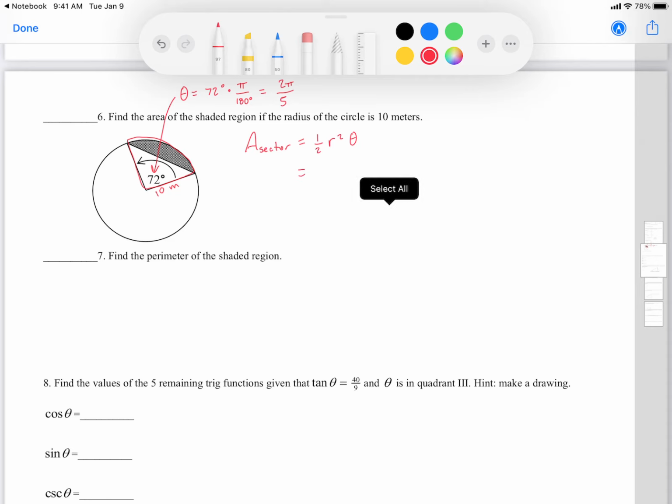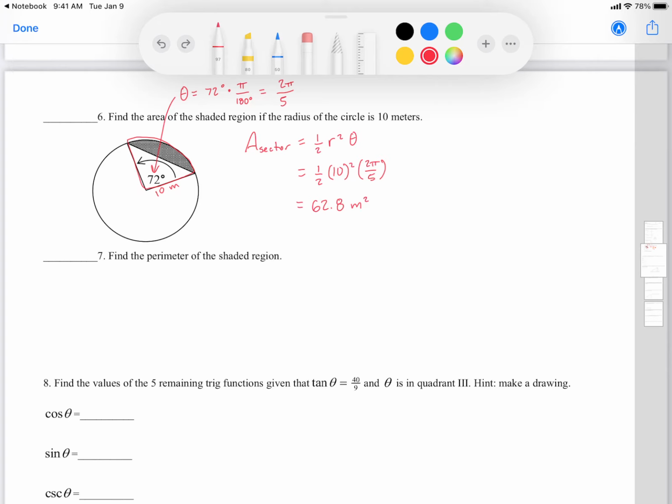So to find the area of the sector, we do 1/2 times the radius squared, which is 10 squared, times 2 pi over 5. I would just plug that all in one line in your calculator. You can do it in multiple steps if you like, but it turns out to be about 62.8 square meters. Again, I would recommend plugging this into your calculator just to make sure that you get that.